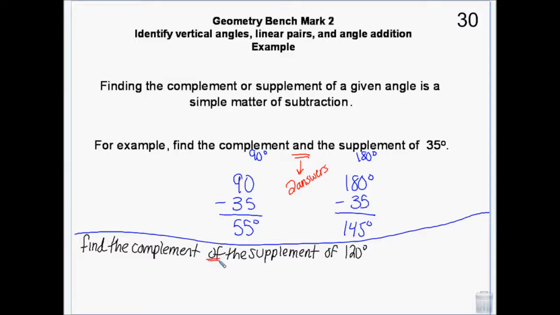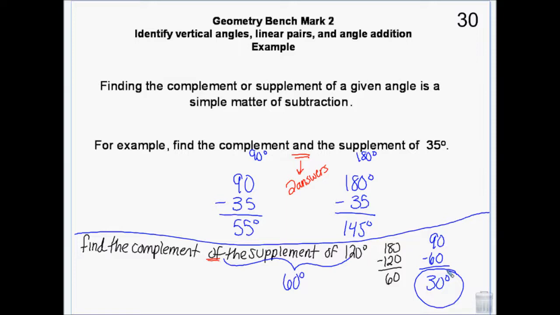This is one answer. So what I have to do is I start with the second half. So the supplement of 120 is 180 minus 120. So that's going to be 60. So this portion is 60. And then I want to find the complement of that. So then I'll come over here and I'll do 90 minus 60. And so my final answer is going to be 30 degrees. So whenever you see a compound one like this, it can either say complement of the supplement or it might say supplement of the complement. You do this part first and then subtract whatever answer you get from here.